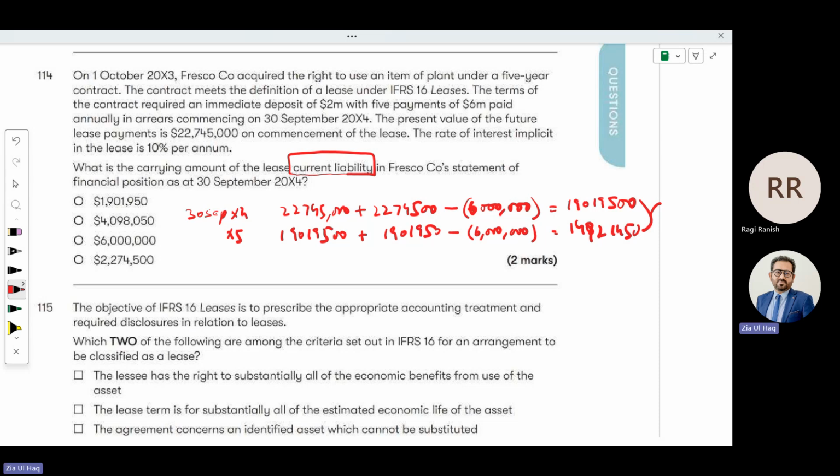That is current liability because this is non-current liability. 40, 98, 050. This is current liability, option B.